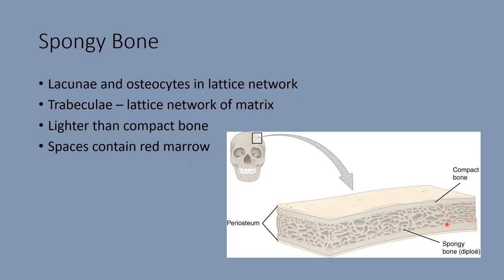Now, in the skull, this is just showing it's almost like a sandwich. Spongy bone, because it's more open, it's much lighter. This is important in the skull so that you're able to hold your head up. If the bones of the skull were all nothing but compact bone, there'd be a lot more weight. You wouldn't be able to hold your head up. What's in these open spaces? Red marrow is in there.